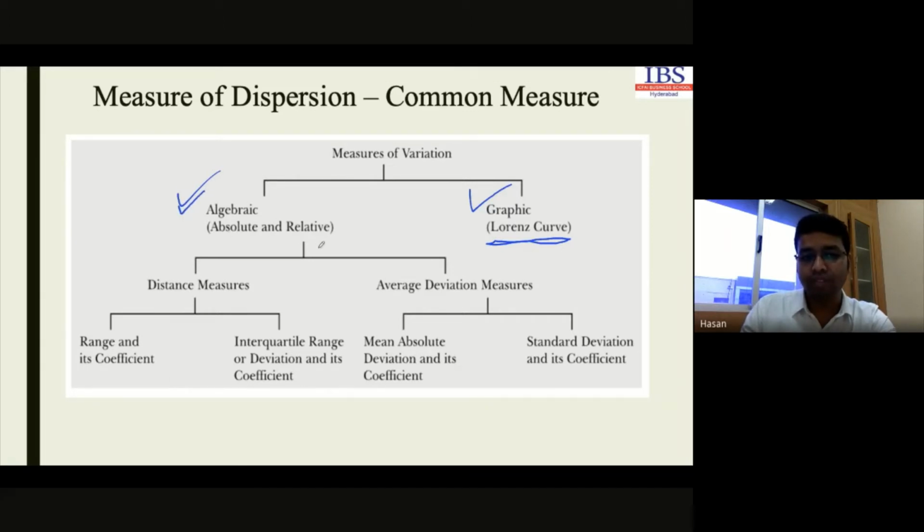It may be absolute or relative, but both depend on whether it is based on a distance measure or average deviations. Based on this, we may have range, interquartile deviation, which we have already discussed, mean absolute deviation and standard deviation. So we will discuss these four one by one.